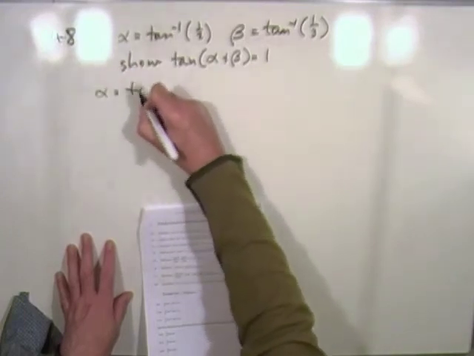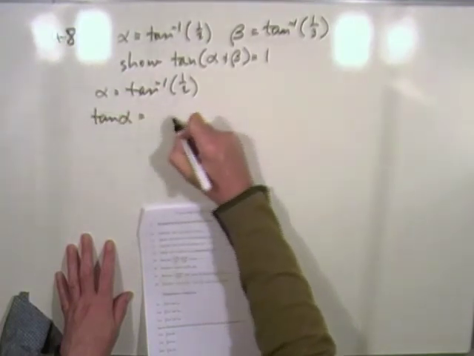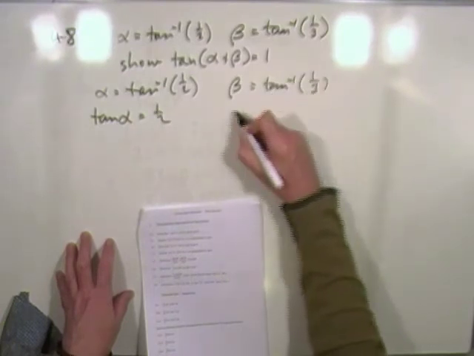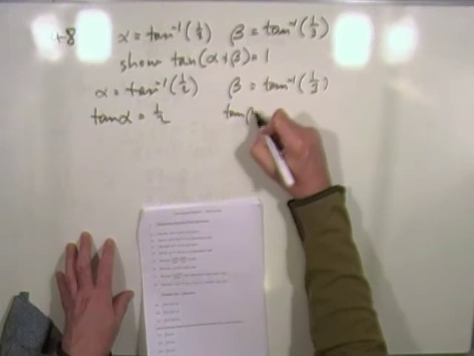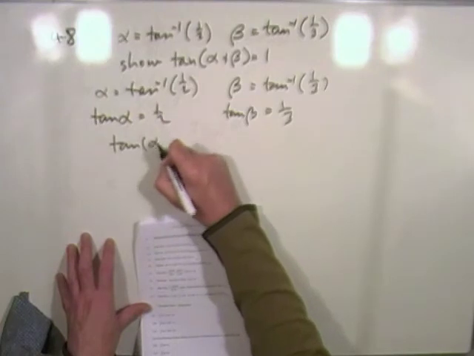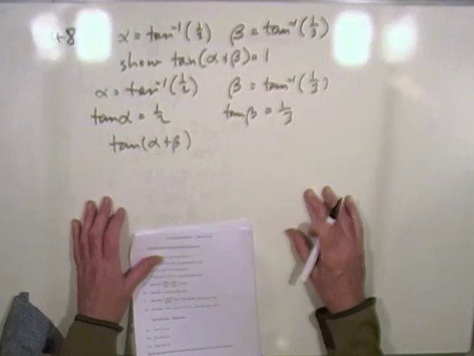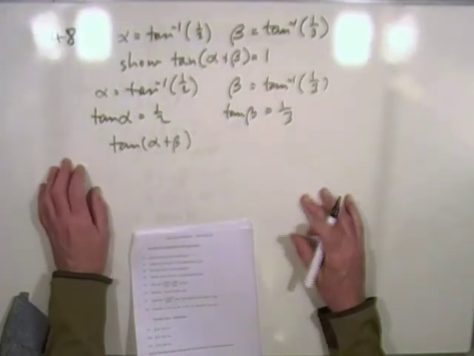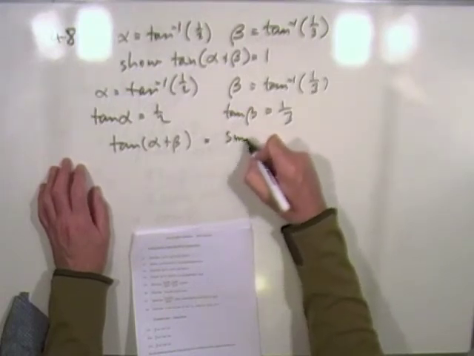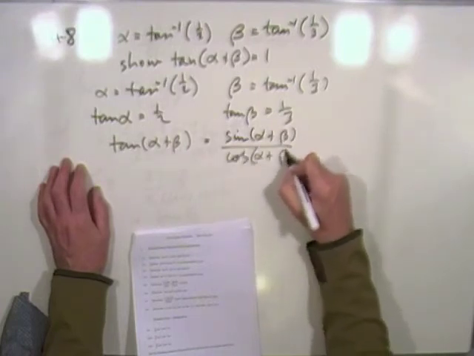If alpha was the inverse tan of a half, that means that tan alpha is a half. And if beta was the inverse tan of a third, then the tangent of beta is going to be a third. And if you're going to find the tangent of alpha plus beta, then you're going to be involved in some sort of expansion. Now there was an expansion for that. However, nowadays, here anyway, with the Highers, that's gone, and you're meant to do it via sine alpha plus beta over cos alpha plus beta.